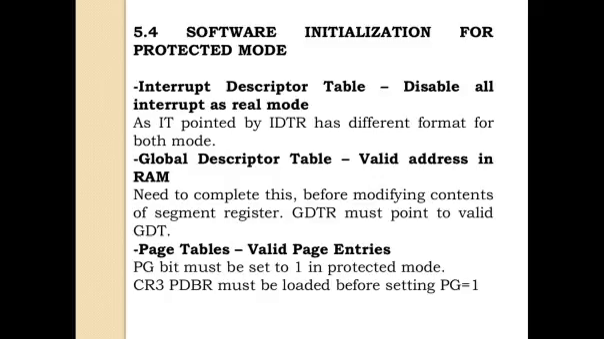Next, when we switch to protected mode, the processor has to set some values, and that is the software initialization for protected mode. Most of the initialization needed for protected mode can be done either before or after switching to protected mode. There are different values which need to be set, and that is possible before or after switching to protected mode.